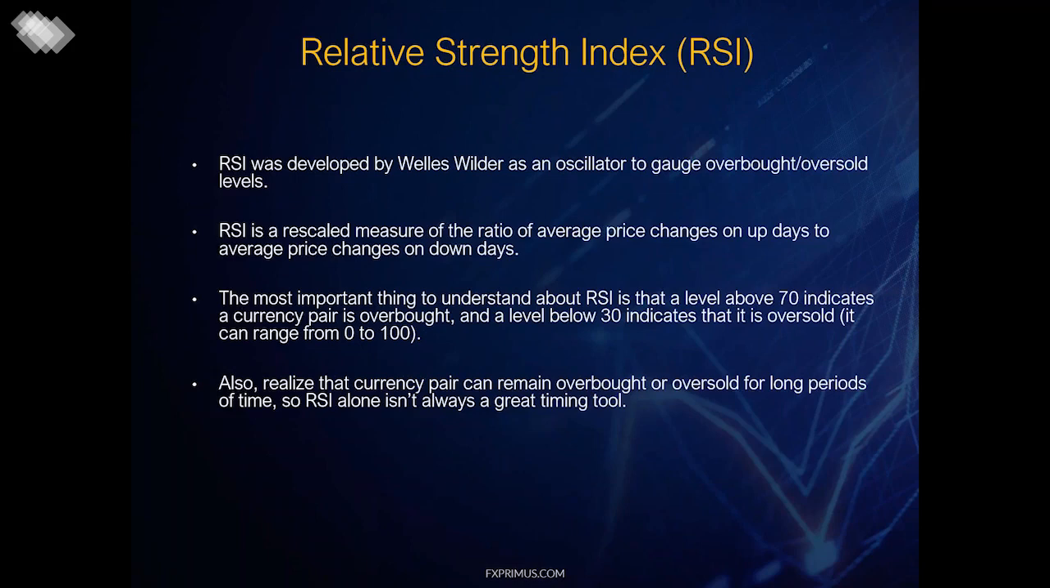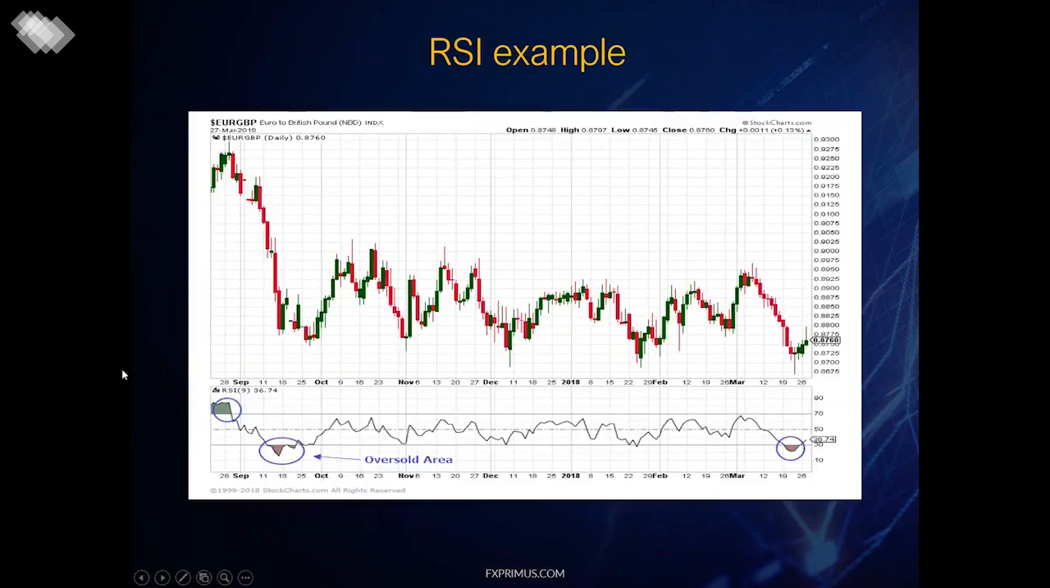Also, realize that the currency pair can remain overbought or oversold for a longer period of time. Okay, so RSI alone isn't a great timing tool. So let's see an example here on a quiet ranging market, I would say. We have an oversold area down here because price was pushed down below the 30% of the ratio. Okay, and what we saw is that price again then moved up because this was an oversold level. We see this, of course, the same, price moves up. And from here, from the top, we see an overbought level and price, since it reached nearly 87%, went lower.